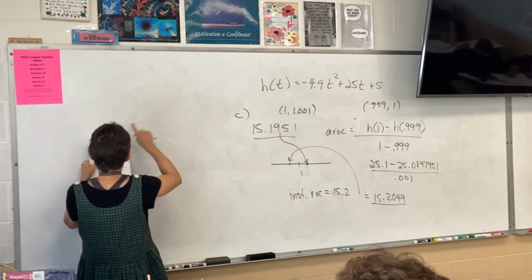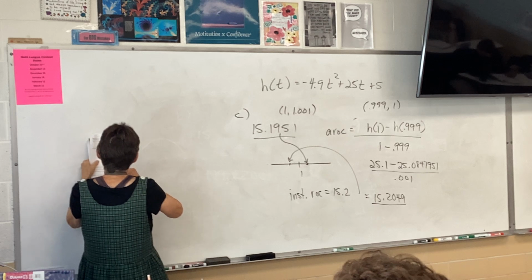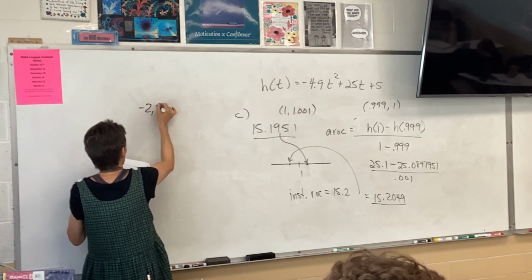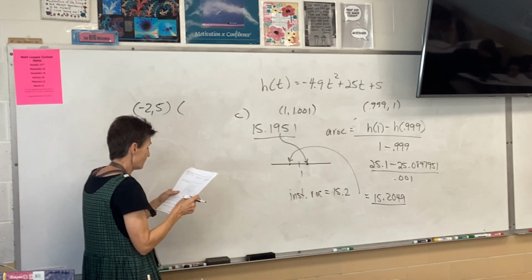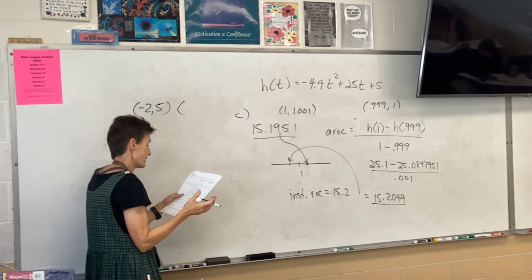Can you name 2 points on that line? -2.5 looks like 1 for sure. How about -5.1? Is that kind of close?